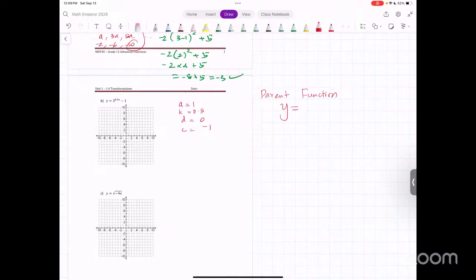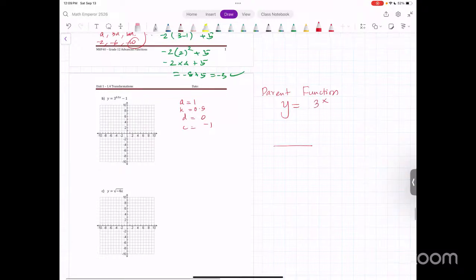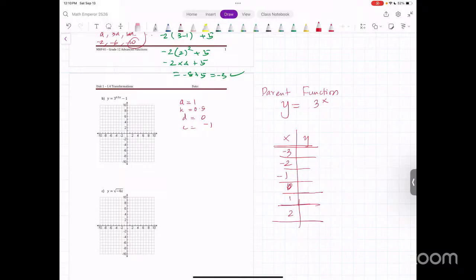Where do you find base 2? Or it's 3 to the power of x. Let me go back to getting my values, x, y. So I'm going back to minus 3, minus 2, minus 1, 0, 1, 2. Okay. So I'm going to ask Harsha, what is 3 to the power of 0 if I evaluate?